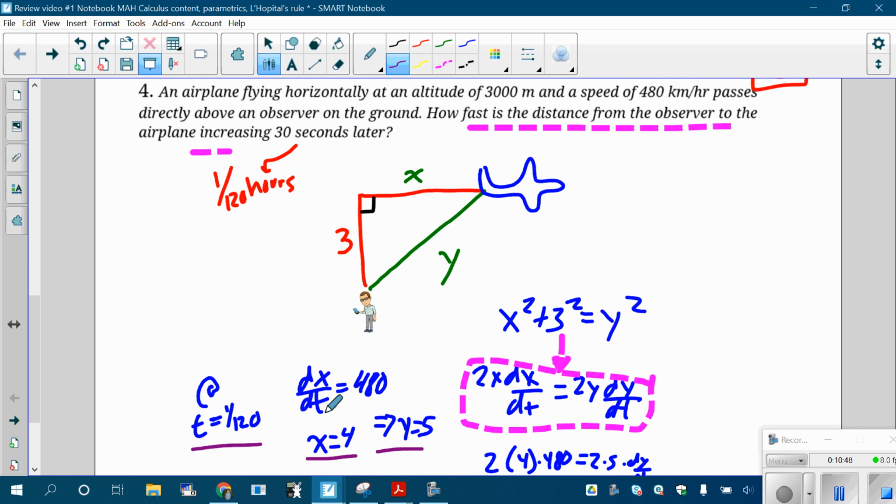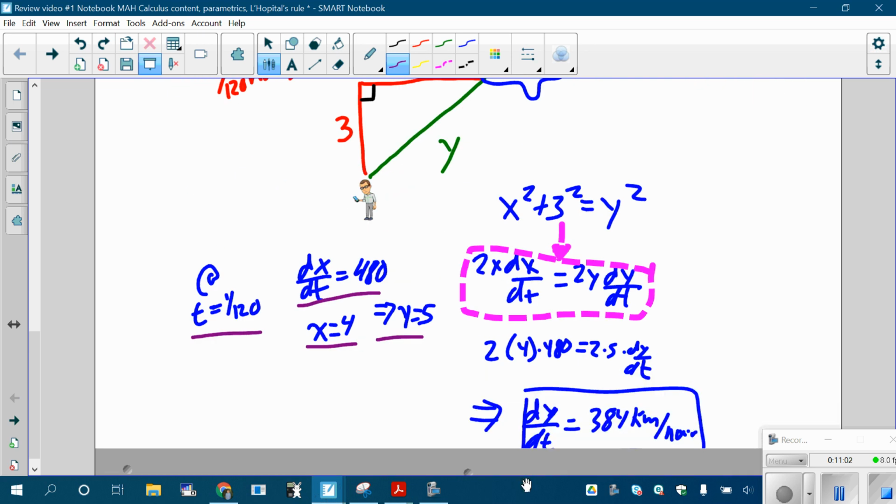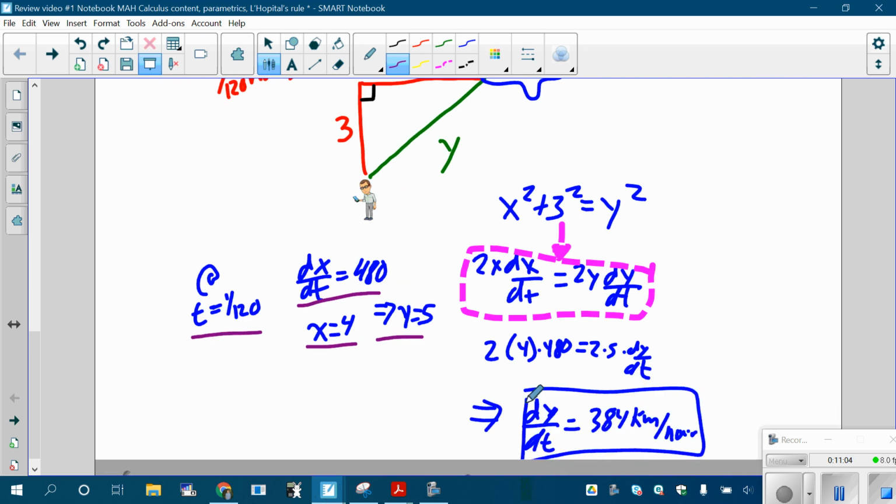So when we do our subbing in, we're just considering a single point in time. Okay? They tell me how fast x is changing. That's dx/dt, how fast the plane is flying. So I know dx/dt, I know x, I know y. I'm going to sub those three things in and solve for the fourth thing, which is dy/dt, which is what I was trying to find.